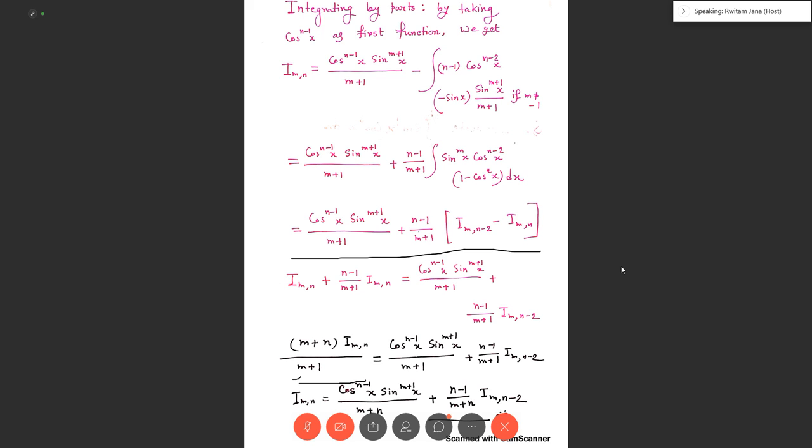So you can see that as I have considered m not equal to minus 1, you can eliminate the m plus 1 part from both sides and divide by m plus n. You will get the final form of what I found, basically.